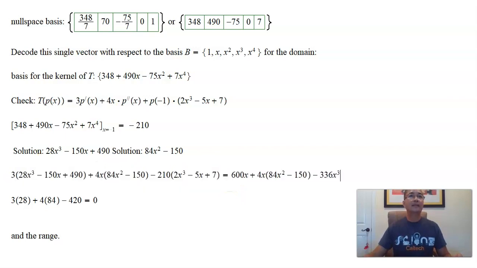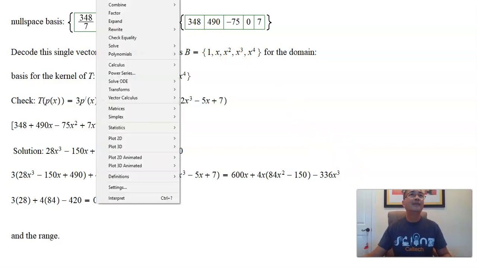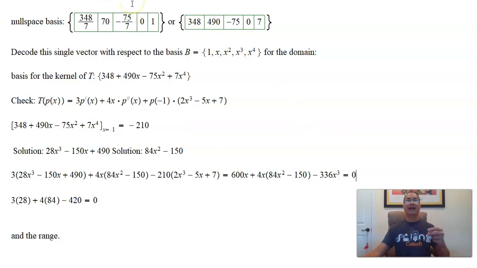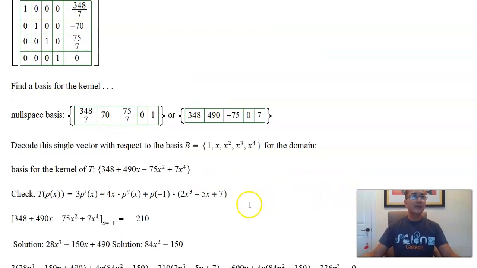And we get, oops, simplify, compute, simplify, 0. I don't know why it does that. Just give me the final answer. Come on. Okay, so that is in the kernel. It transforms into the 0 polynomial.